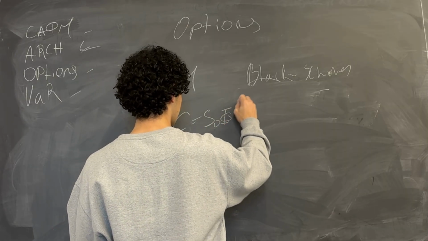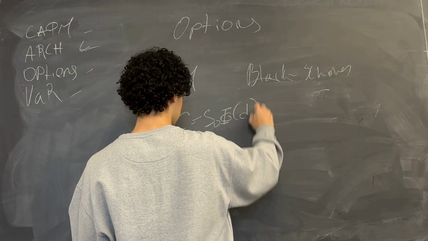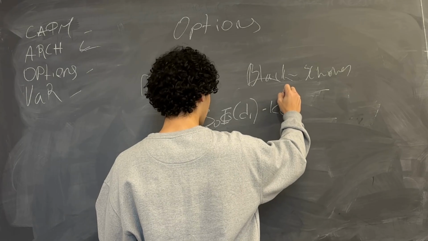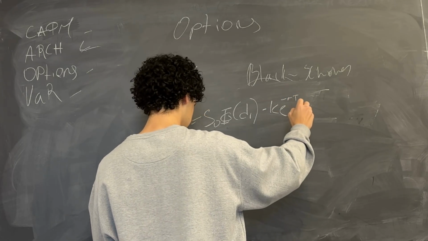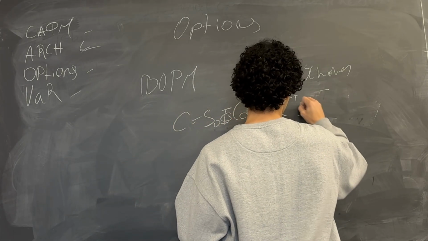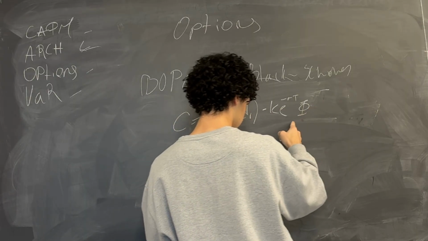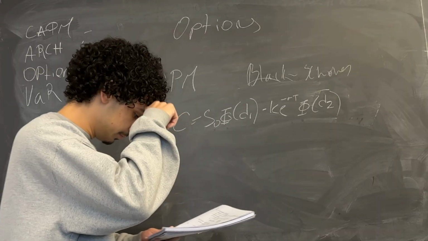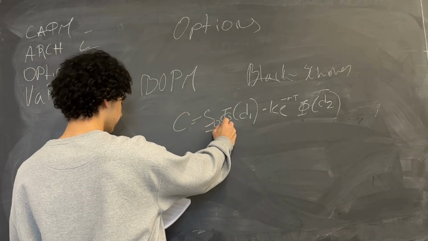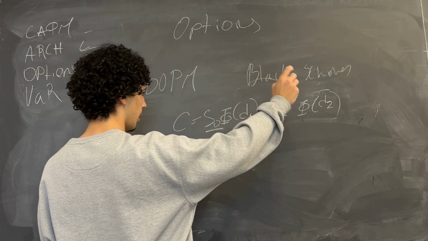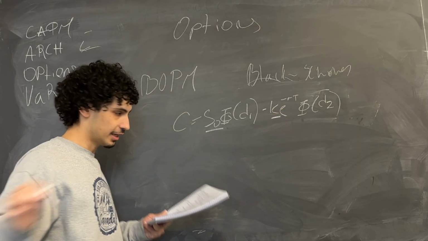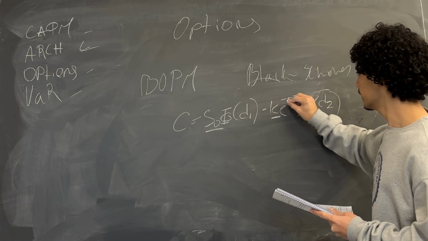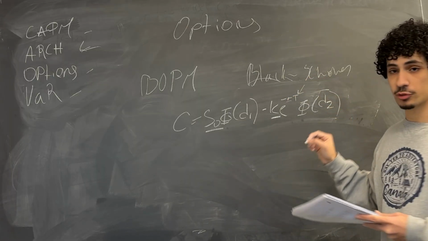N(d1) minus K e^(-rT) N(d2). This is the CDF-like function of d2. Okay, so what does this mean? So we have the current price, the strike price, like we've known about. This is the risk-free rate, and this is the time to maturity, the expiry date.